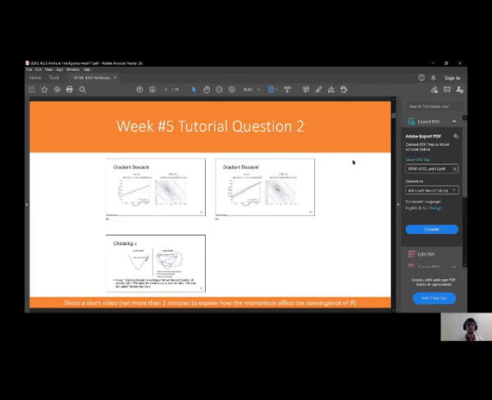I will proceed to the next tutorial, week 5 tutorial question 2. We have 3 slides here: gradient descent, gradient descent 2, and choosing alpha, or learning rate alpha. So what is gradient descent? Gradient descent is basically an optimization algorithm which is mainly used to find the minimum of a function.